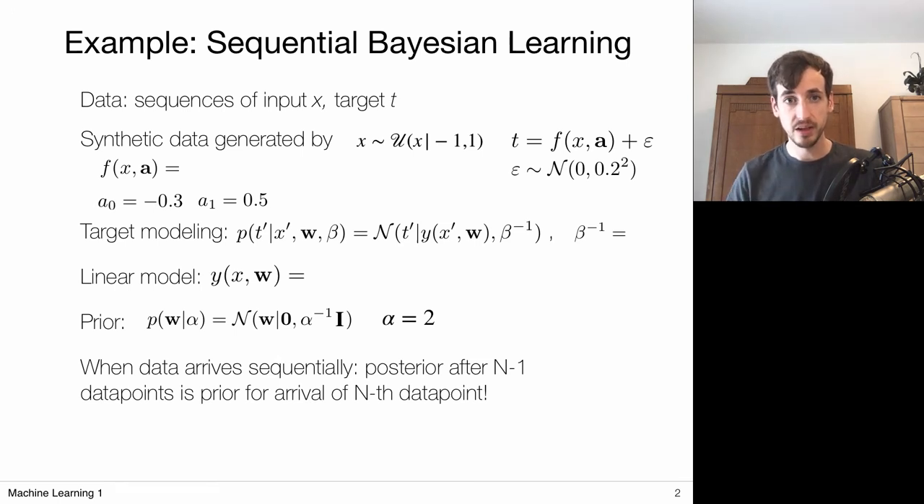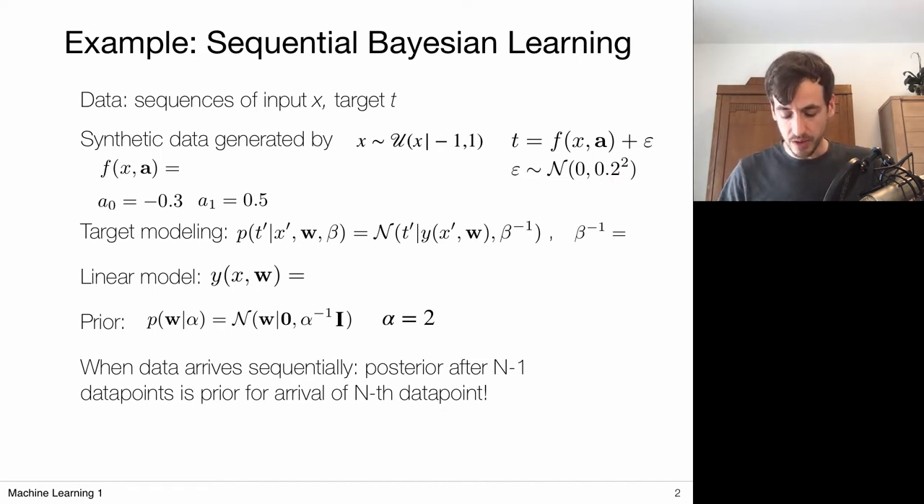So we are presented with a sequence of observations. Every time we observe an input x and a corresponding target value t. This is a synthetic data experiment, so we model it in such a way that each input x is uniformly distributed. So x can take on any value between minus 1 and 1 equally likely. And then there's a ground truth model that maps the input to a corresponding target. But we put some measurement noise on top of it. And this measurement noise is, as usual, Gaussian distributed with some variance.